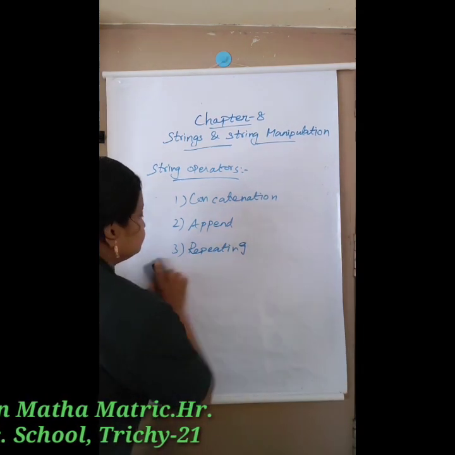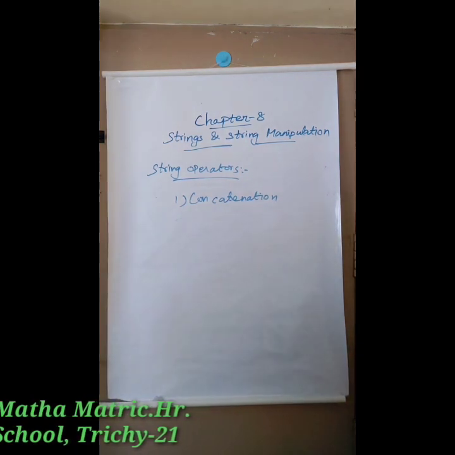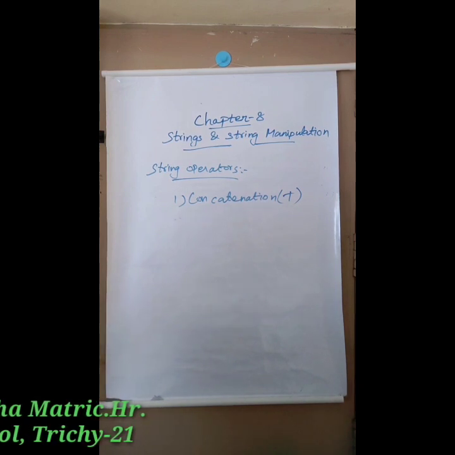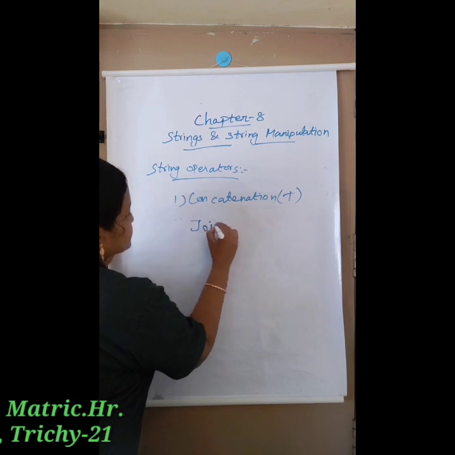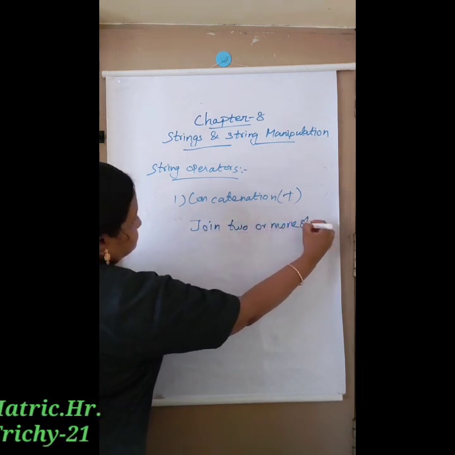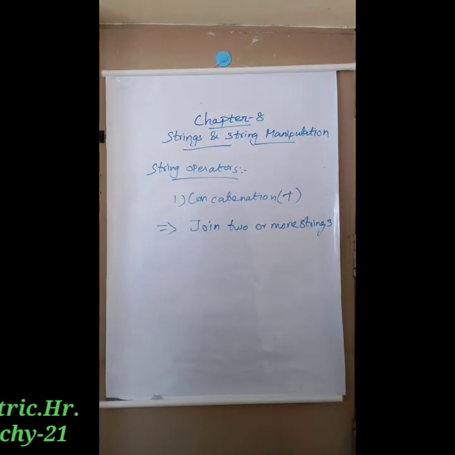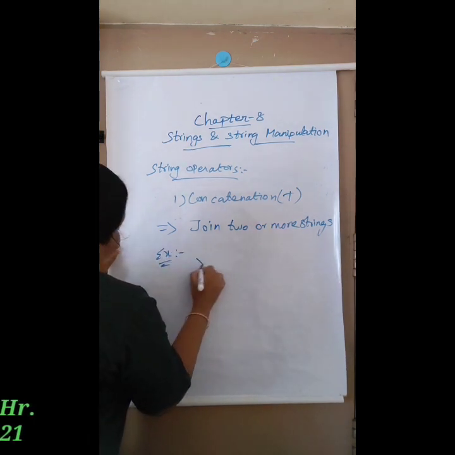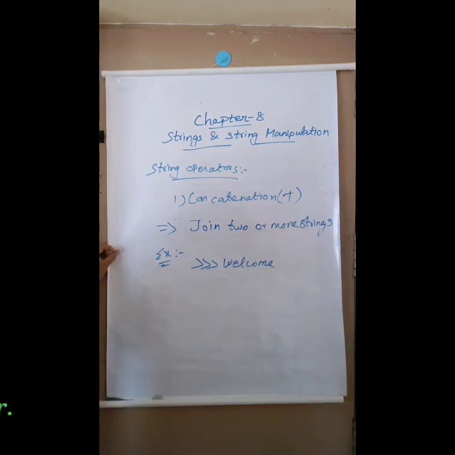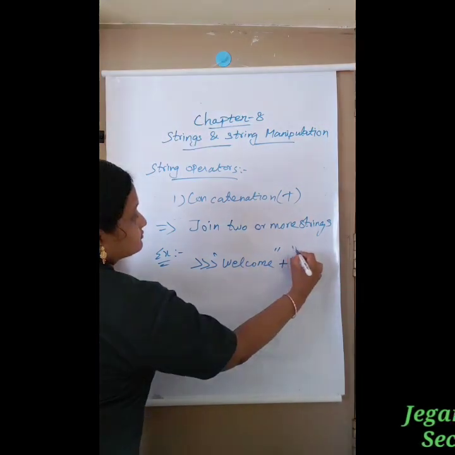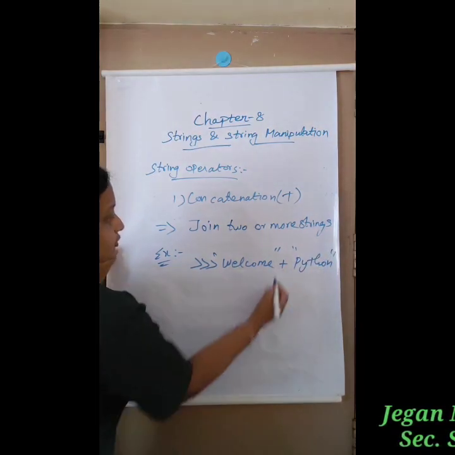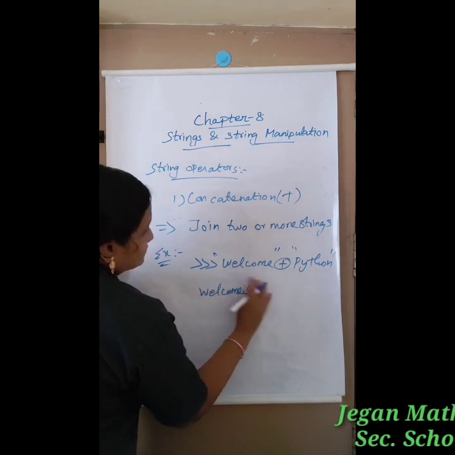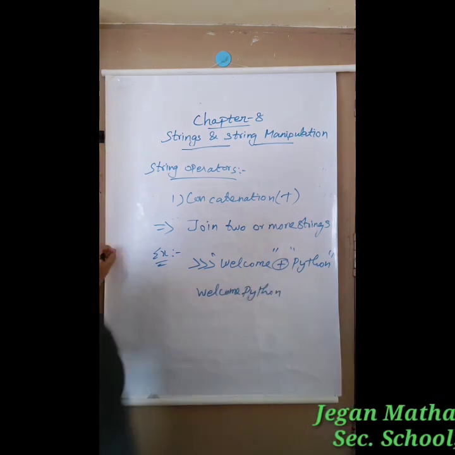The first one is concatenation. The concatenation operator symbol is the plus sign. It is used to join two or more strings. The plus operator is used to concatenate strings in Python. Now let us see the example: "Welcome" plus "Python". The output of this program: we already know that plus is concatenation, used to join strings, so the output is "Welcome Python". It merged the strings.